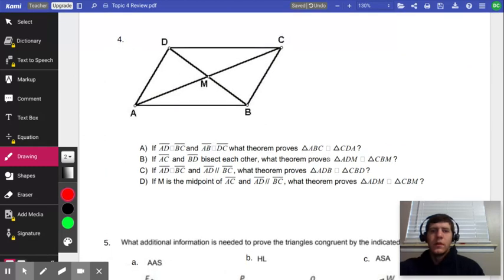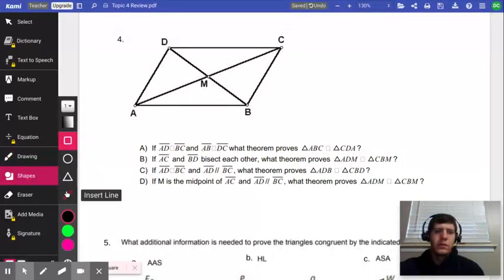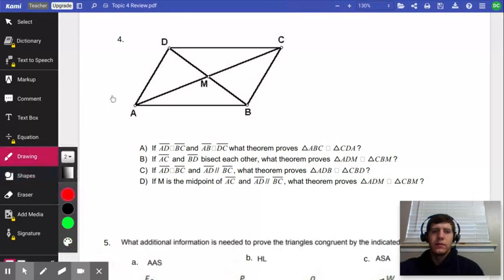All right, number 4 here. Can we easily draw lines on this? Okay, so it says the congruent thing cut off for some reason here, but it should be AD is congruent to BC. So AD is congruent to BC, so we can mark those in. And then AB is congruent to DC.